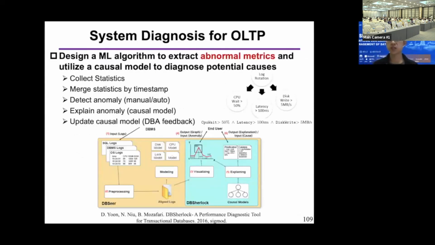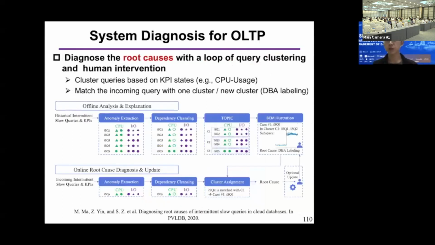First, for the system diagnosis for OLTP, the method takes the whole workload into consideration. One method designs a machine learning algorithm to extract abnormal metrics and utilizes a causal model to diagnose the potential causes. They collect the statistics and merge statistics based on the time step, and then explain the root causes with the causal model, where each root cause is a cause variable with several effect predicates like the CPU wait, latency, and the disk write. Another approach is also based on DBAs' experience.